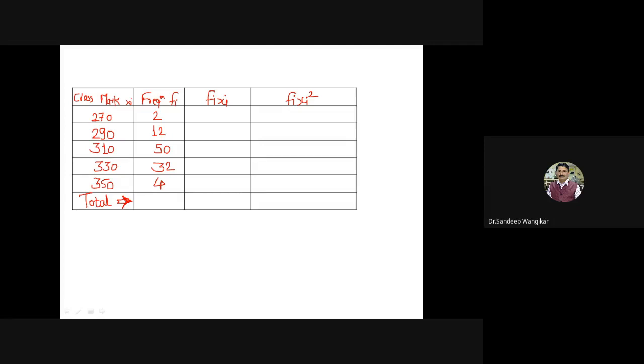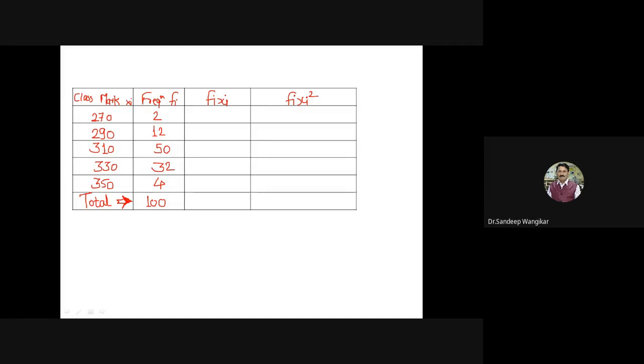So this will highlight for total. Now if you go for adding this: 12, 2, 50, 32, and 4. Ultimately the sample size is 100. Therefore, you can call it n or you can call it summation fi. No change, it is 100 only. So we will use this for the denominator of the mean.